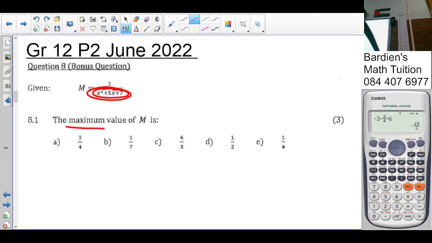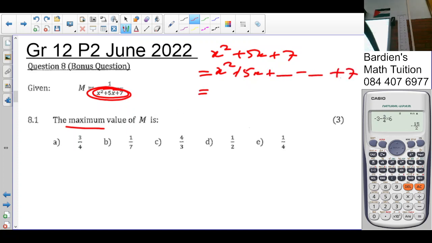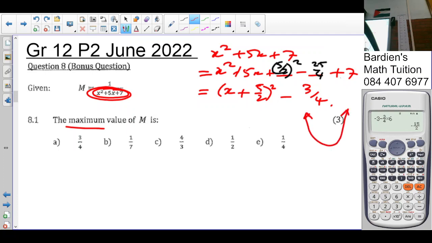So you can find the turning point. We're going to complete the square. So that's going to give you x squared plus 5x plus a number minus the same number plus 7. So the number that gets added here is 5 over 2, and squared that is 25 over 4. So in the completing of the square form, with the turning point form, that will give you negative 3 over 4.